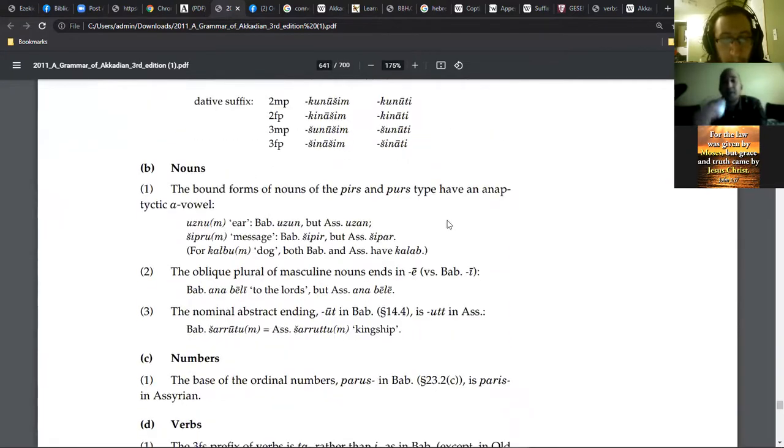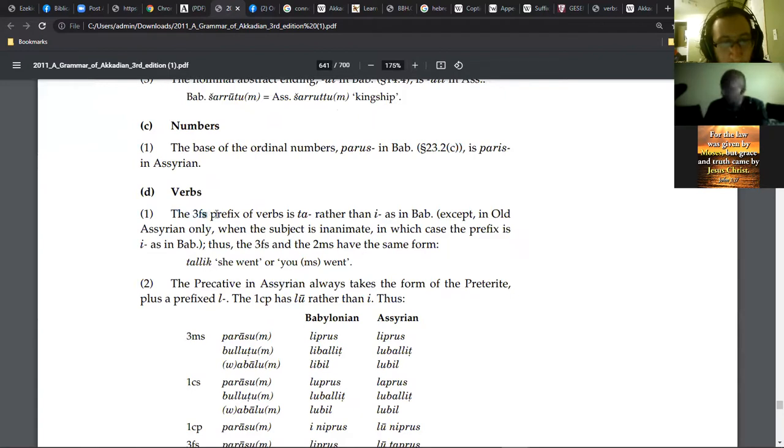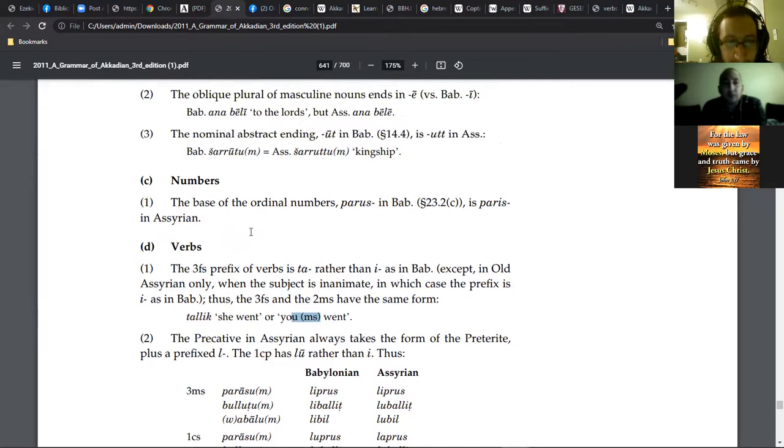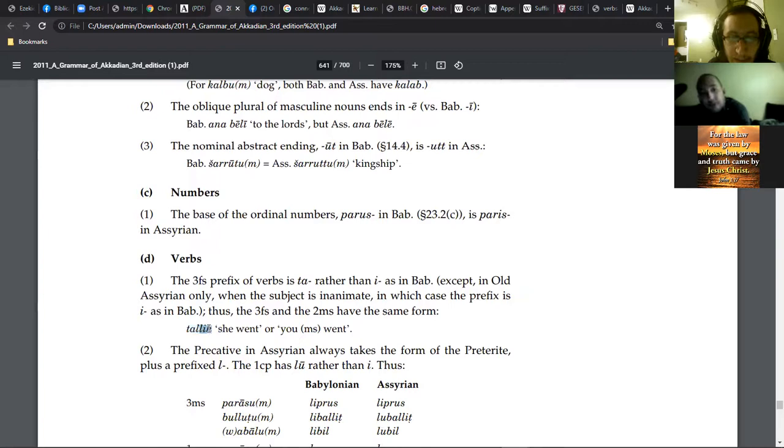See here. The third person feminine singular prefix of verbs is ta rather than i as in Babylonian, except in Old Assyrian only, when the subject is inanimate, in which case the prefix is i as in Babylonian. Thus the third person feminine singular and the second masculine singular have the same form, talik, she went or you went, which means that Assyrian is the origin of this identical spelling for she and you. And did you know, see this lik, talik? That actually is related to the Hebrew word for walk.